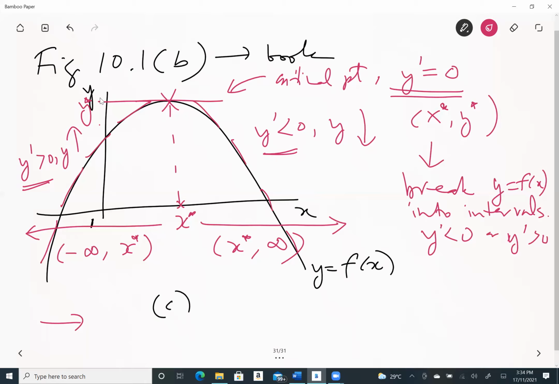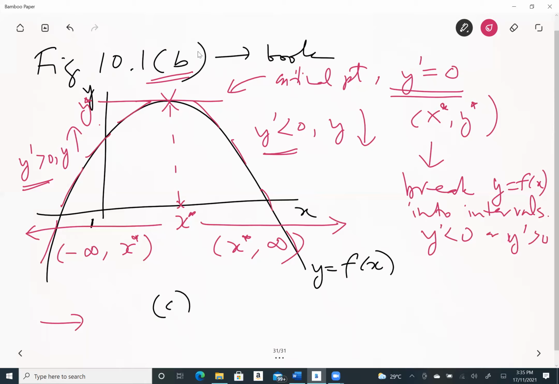Now refer to the diagram in the book, 10.1b. The graph over there is the opposite of what I have here. What can you say about that graph? Look at the interval for which y prime is negative, y prime positive, and where y prime changes sign. That is the critical point.